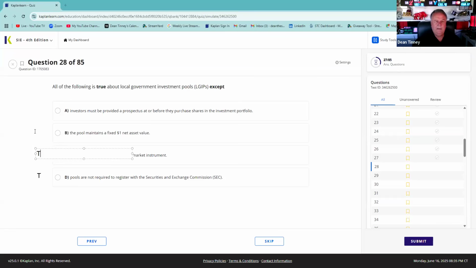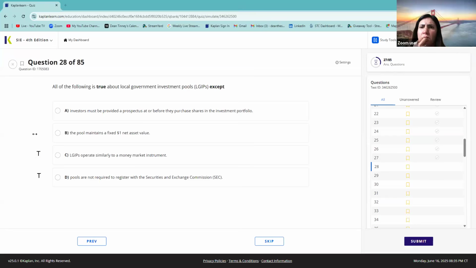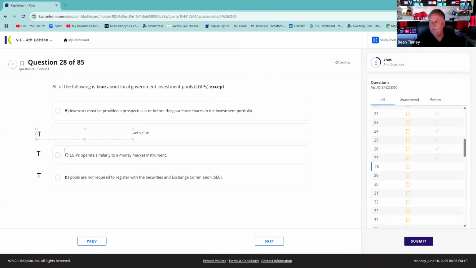I think the pool maintains a NAV of $1. I don't think this is true. It's the equivalent of a money market for municipalities. This is where the school district, the county, the fire department, the police department pool their money and at least get some kind of a return by investing it in money market securities, like commercial paper, bankers' acceptances. And if the MSRB says it's a municipal security, well, then it's a municipal security.